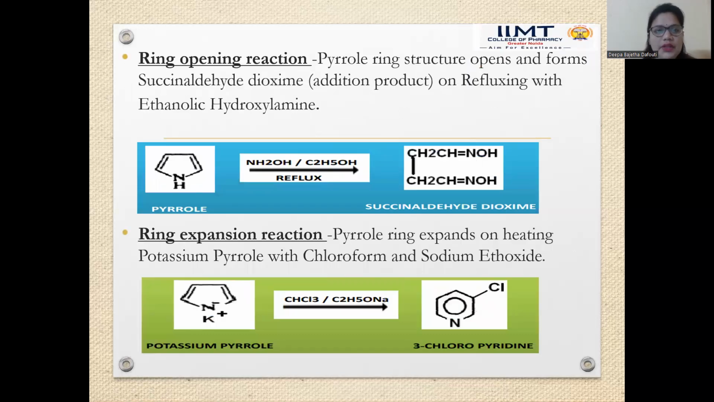Next is the ring opening reaction. A ring opening reaction is a reaction in which a polymer chain has a reactive center on its terminal and that reacts with another cyclic monomer, opening its ring system to form a longer polymer chain. The pyrrole ring structure opens and forms succinaldehyde dioxime, an addition product on reaction with ethanolic hydroxylamine.